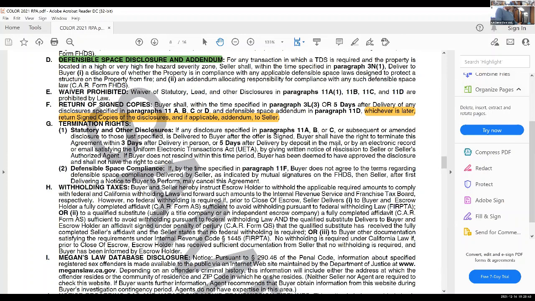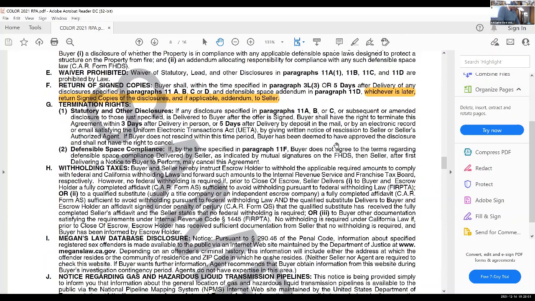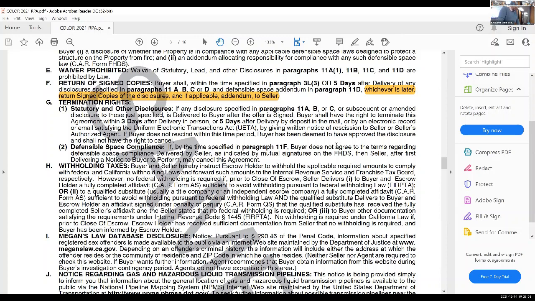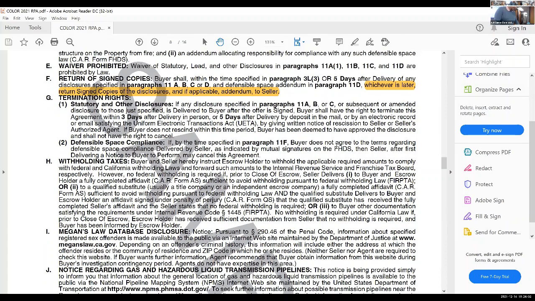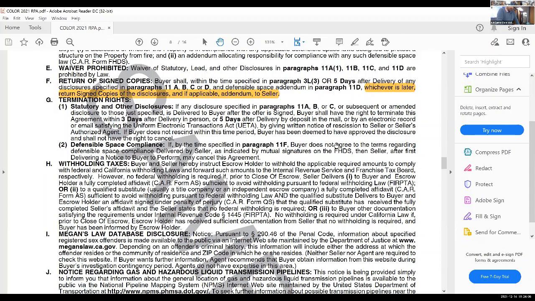So return of signed copies, right? Buyer has a certain amount of time, paragraph 3L, or 5 days after delivery of any disclosure, to sign that document, return it back to the seller. Your TCs should be all over this. That's why we use TCs, making sure that the other side's signing all the paperwork that we need. If you're not using a TC, then you need to be all over it. Make sure you get those documents back and everything appropriately signed.